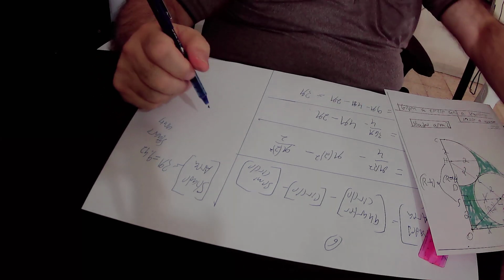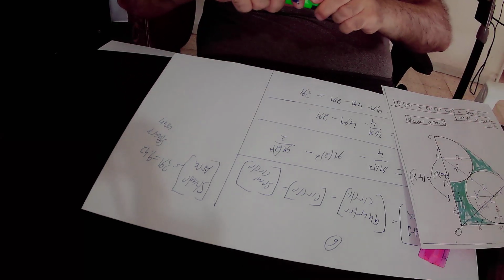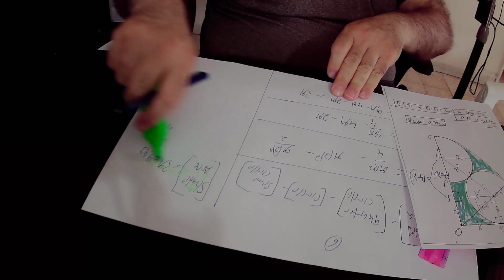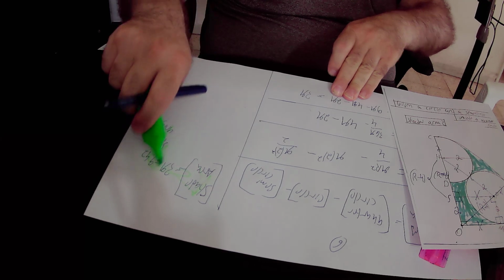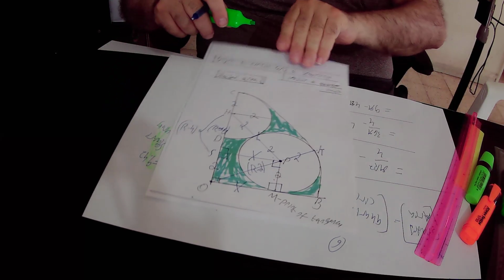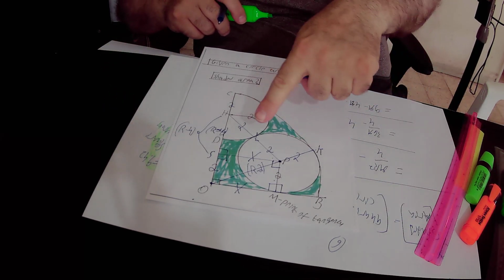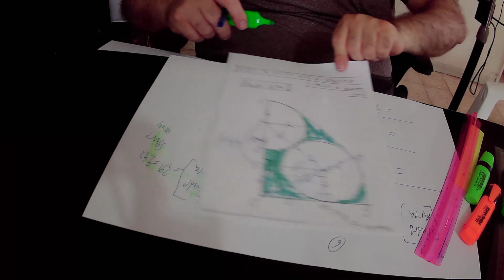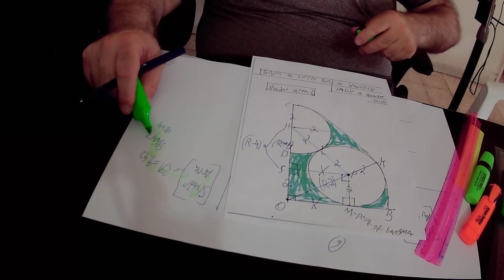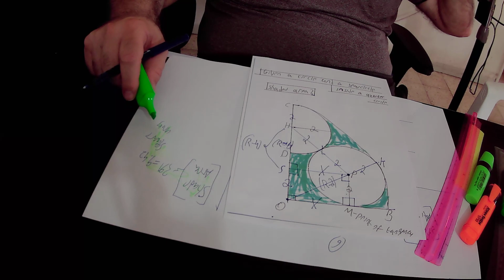I'll repeat again. The value of the shaded area here equals either 3 pi square units, or in terms of numbers, it is equal to 9.42 square units.